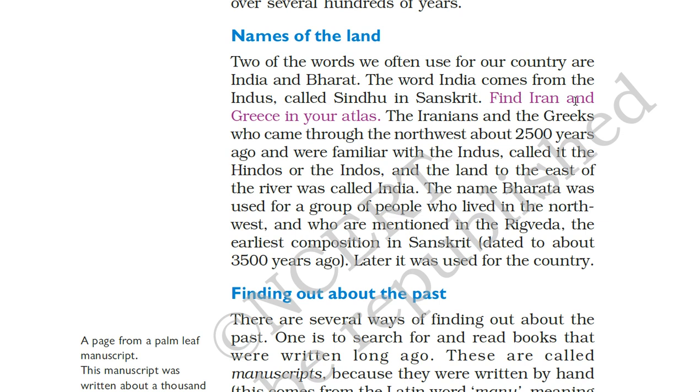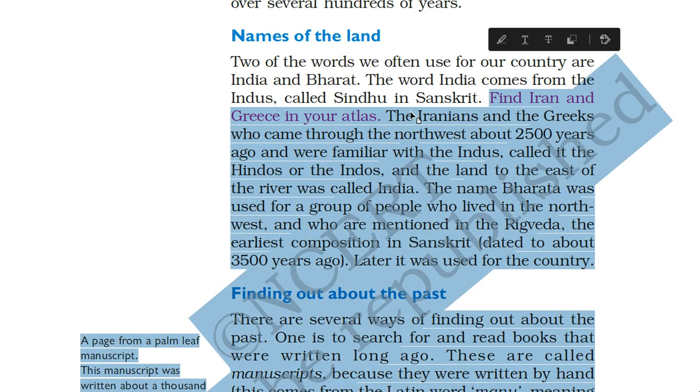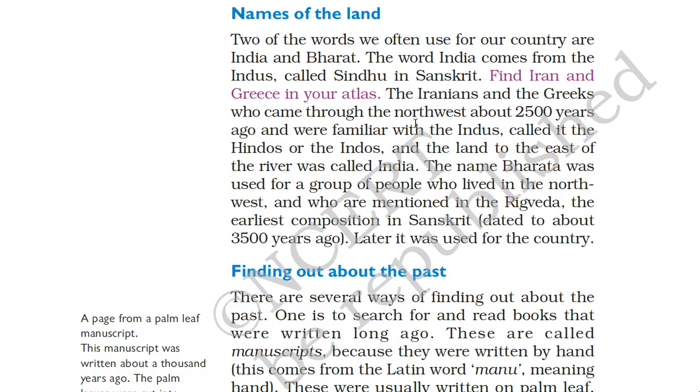Now you have to find Iran and Greece in your atlas. That's your work for today. You have to find Iran and Greece. The Iranians and the Greeks who came through the northwest about 2500 years ago were familiar with the Indus, called it the Indos. And the land to the east of the river was called India.